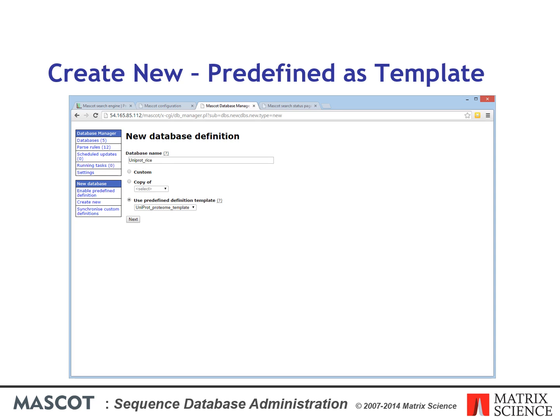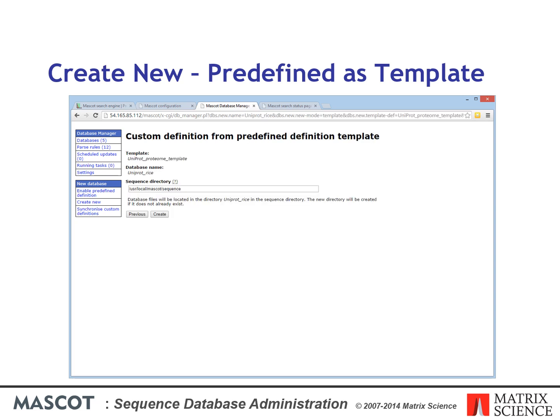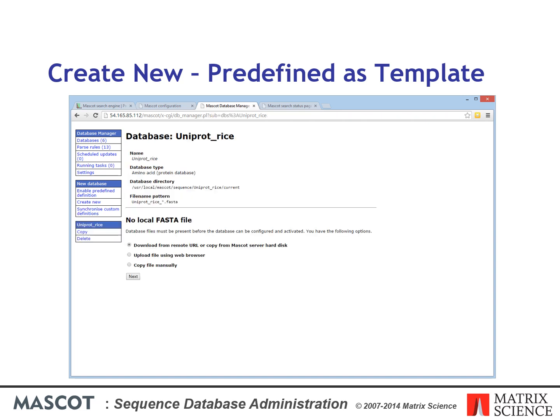In Database Manager, choose Create New. Enter a suitable name and select the UniProt proteome predefined definition as a template. Choose Create. If we had chosen to download the Fasta manually, we could follow the instructions to upload or copy the Fasta file to the target directory and rename it to match the file name pattern. Since we want to schedule automatic file updates, we choose instead to download from a remote URL and, in the next page, choose Setup Download URL.